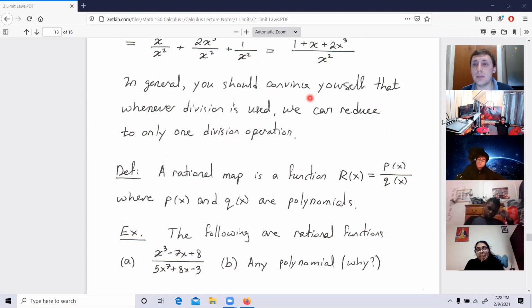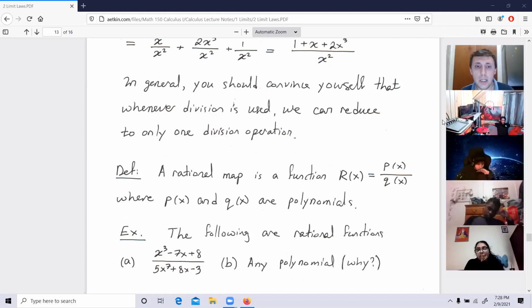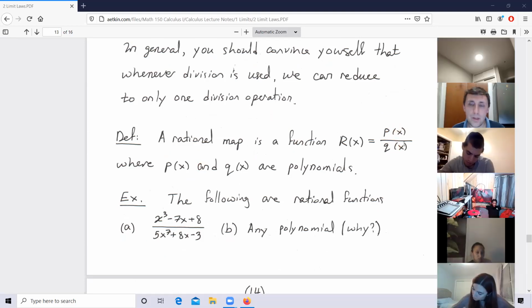Now this gives me the definition of a rational function. A rational function is a function that can be expressed as a ratio of 2 polynomials. So there is a polynomial on the numerator and a polynomial on the denominator. Do you understand? But what am I trying to capture? A rational function is really an operation that uses only addition, multiplication, and division. Clear?